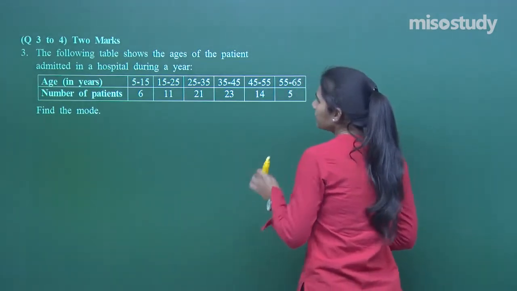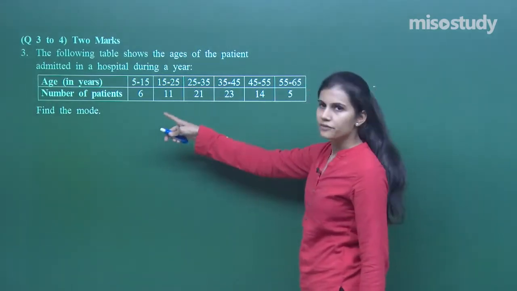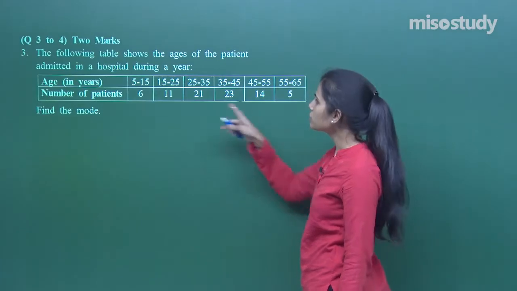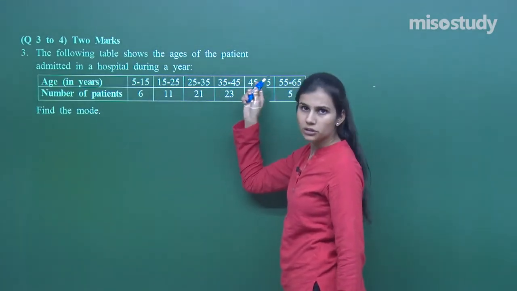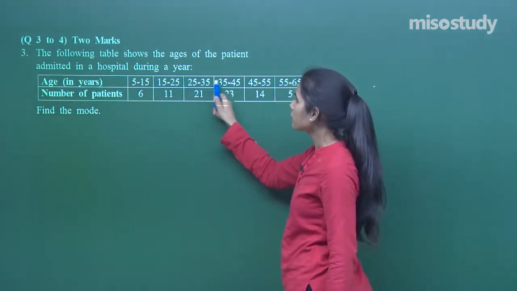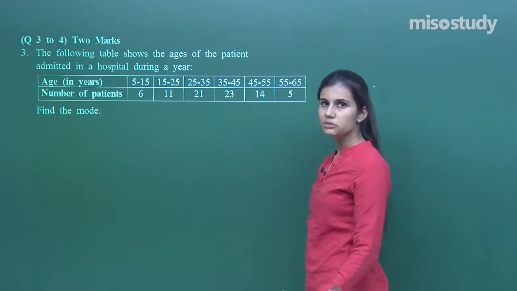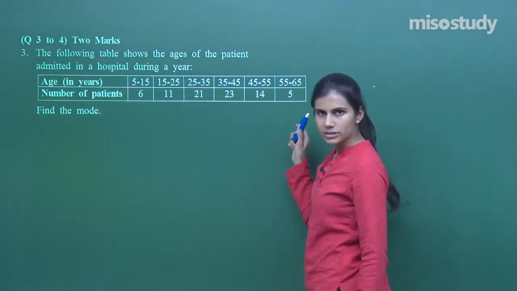If I have to find the mode, what is the algorithm? The algorithm says that you have class intervals, you have the frequencies available with you. So these are class intervals, these are frequencies. These class intervals are continuous. Upper limit of one is lower of the other, upper of one is lower of the other, upper of one is lower of the other. So this is a continuous frequency distribution. These are all the frequencies.